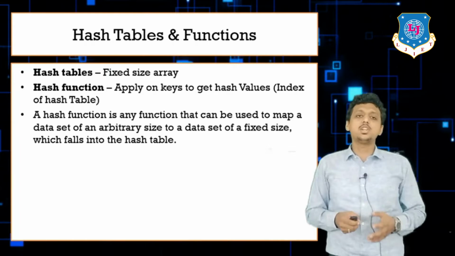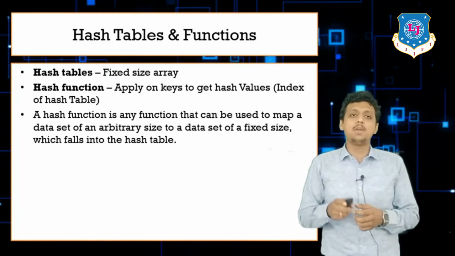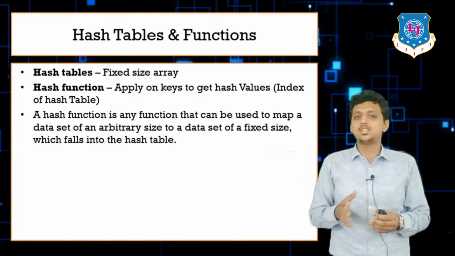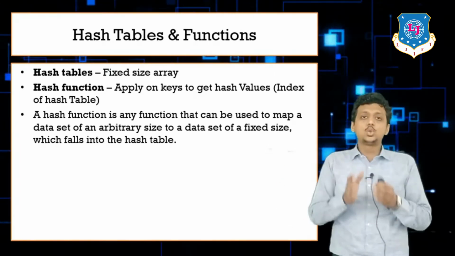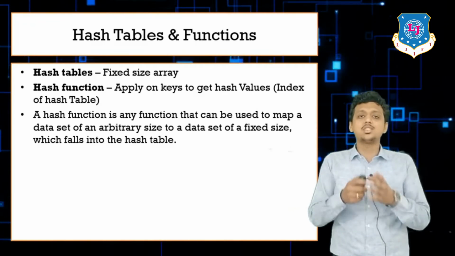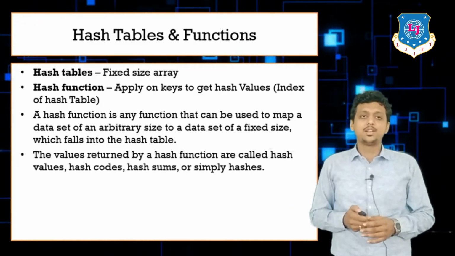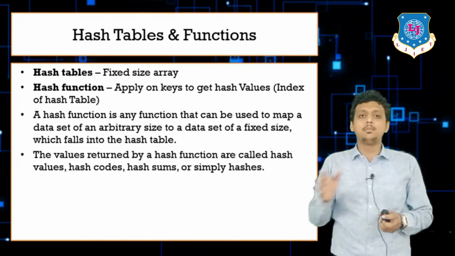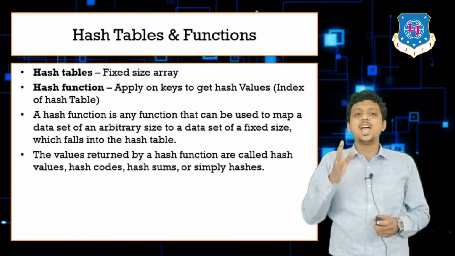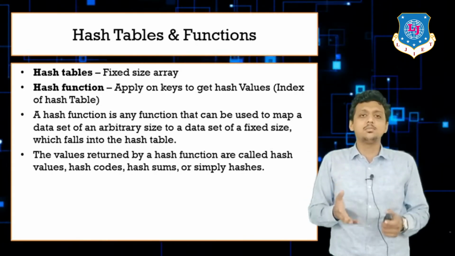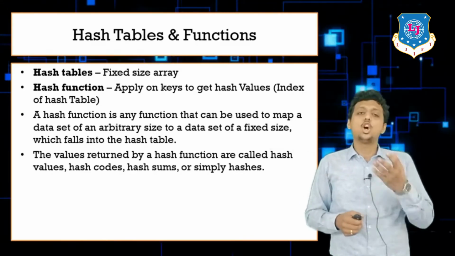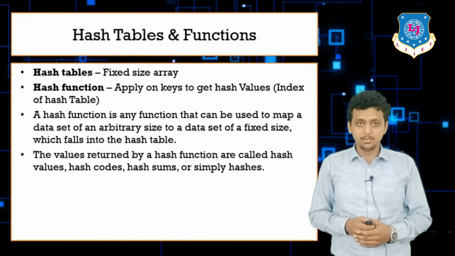Fine. So a hash function is a function that can be used to map a data set of arbitrary size to a fixed size which falls into the hash table. Here the values returned by the hash function are known as hash values, hash codes, hash sums, or simply hashes, or the index of the hash table.